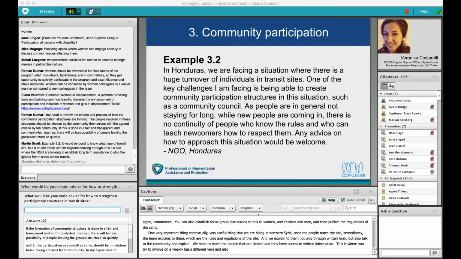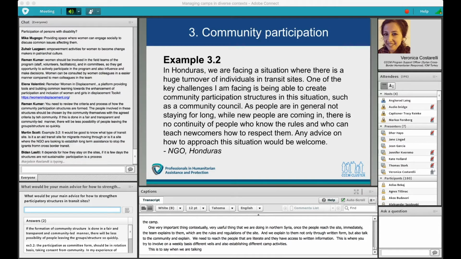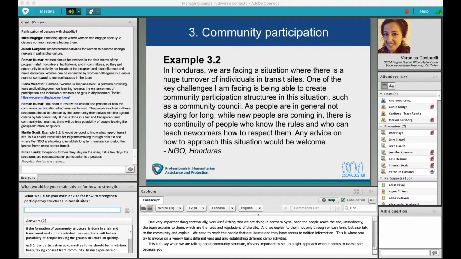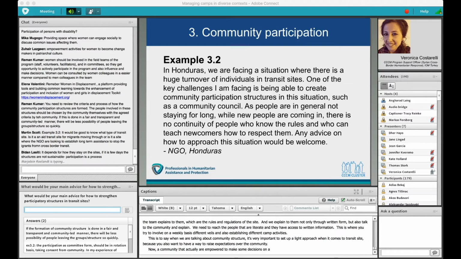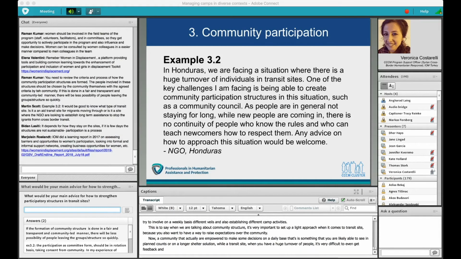So this is to say that when we're talking about community structure, it is very important to set up a light approach when it comes to transit sites, because you also want to avoid raising expectations in the community. Having a community that is empowered to make decisions on a daily basis is something you are most likely to see in planned camps or in a longer shelter solution. While in transit sites, when you have a huge turnover of people, it's very difficult to even get feedback and sometimes change the service provision, because everybody considers the site as temporary.